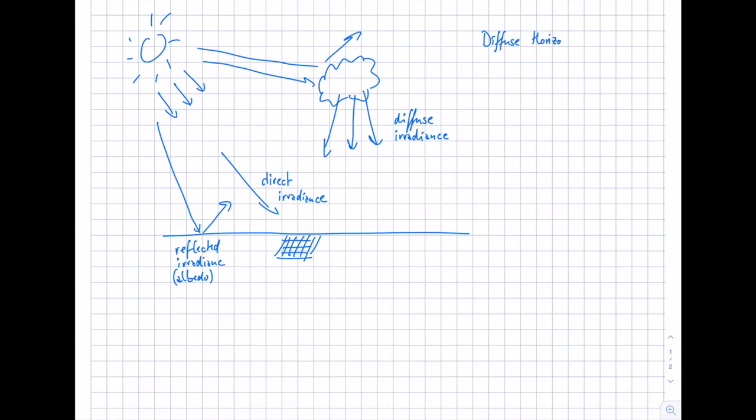So what we can now differentiate: we have on the one hand this diffuse horizontal irradiance, related to DHI. This is scattered irradiance with no orientation, so there's no orientation of the sunbeams. Then we have the DNI, the direct normal irradiance. This is the part coming directly from the sun.